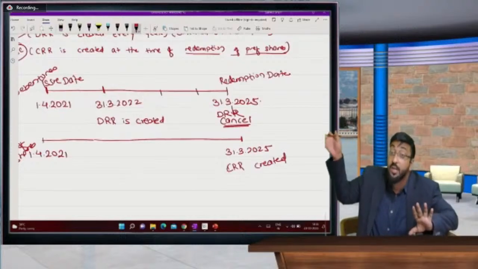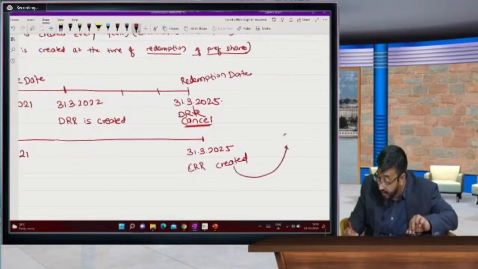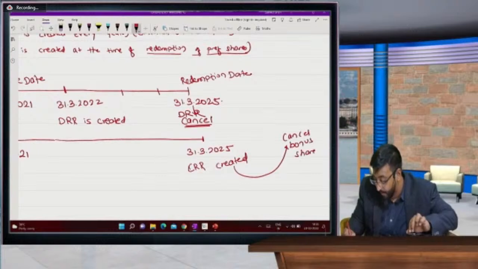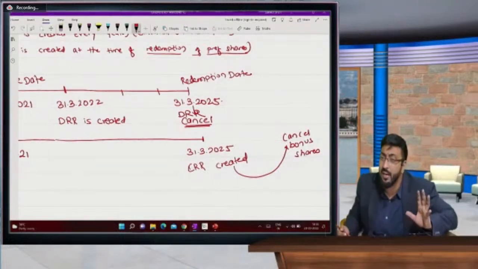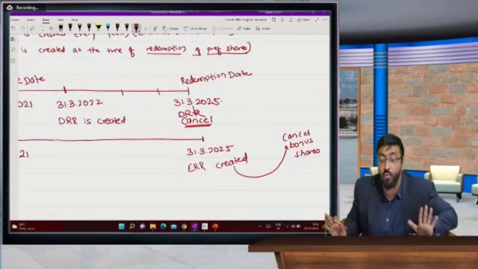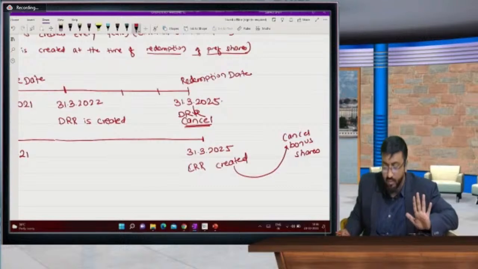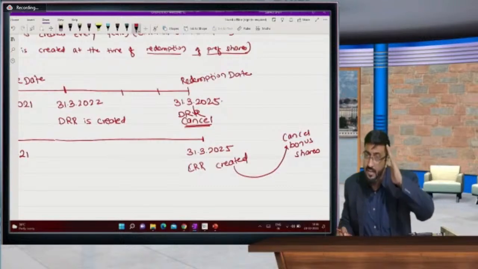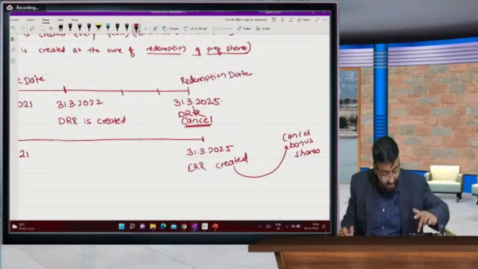On the redemption date, CRR is created, and therefore it is cancelled when you issue bonus shares. Yes. Whether DRR is needed to maintain capital structure? No, no sir, no. DRR is not important to maintain capital structure. Why it is created? Wait, we'll tell you. But understand the basic difference between CRR and DRR, and please tell me in the comment section.